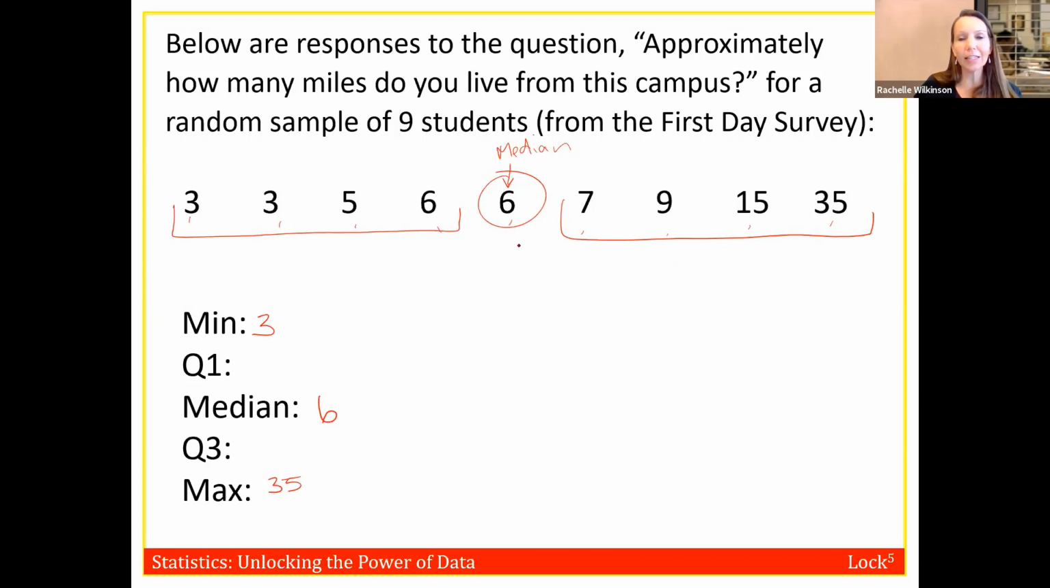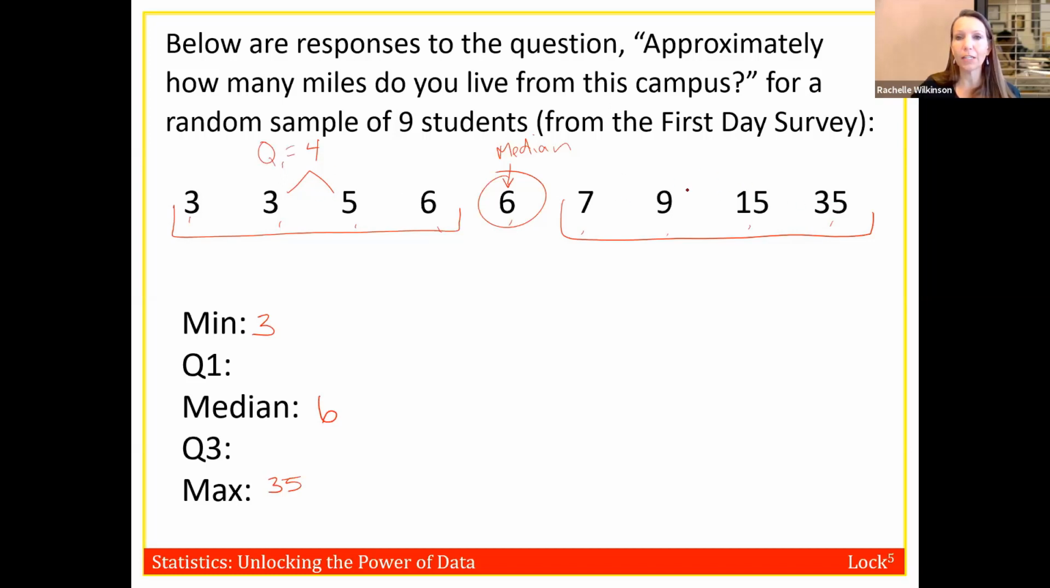Okay, so once you've divided the data in half, that's the hard part about finding the quartiles, then I just have to find the median of each half. So here with these lower 4 observations, even numbers, when I get to the middle, I have to take the average of 3 and 5. So my Q1 is going to be 4.